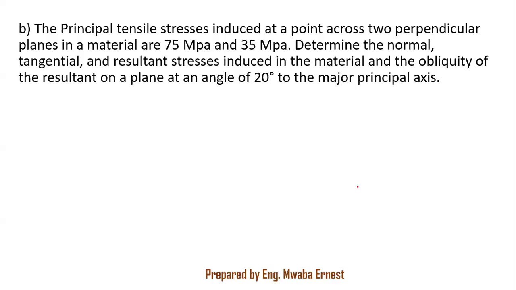So we have the principal tensile stresses induced at a point across 2 perpendicular planes in a material at 75 megapascals and 35 megapascals. Determine the normal, tangential and resultant stresses induced in the material and the obliquity of the resultant on a plane at 20 degrees to the major principal axis.